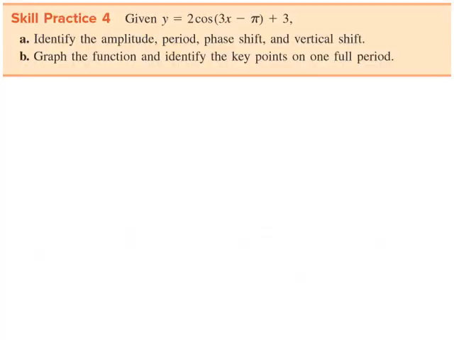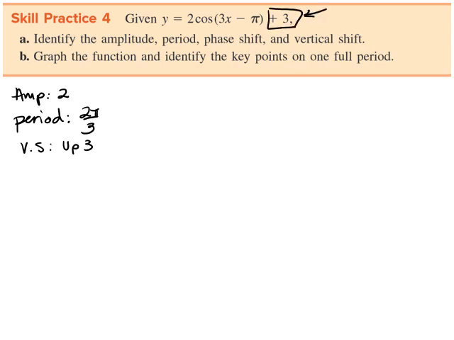I would recommend you pause the video and give this one a try. Okay, so the amplitude is 2. The period is 2 pi over 3. We have a vertical shift of 3, so it's going up 3 units, and that's determined by D here. I have a phase shift of pi over 3.